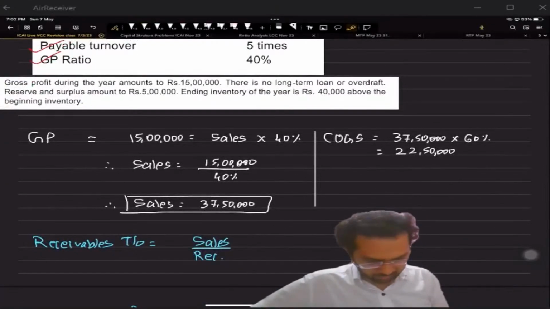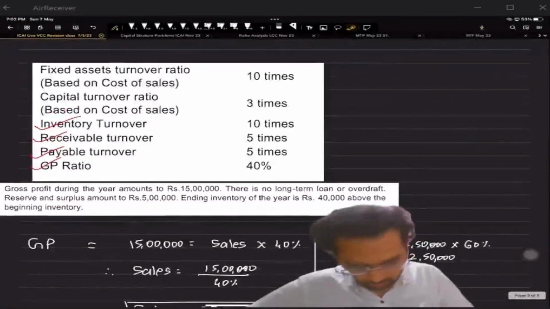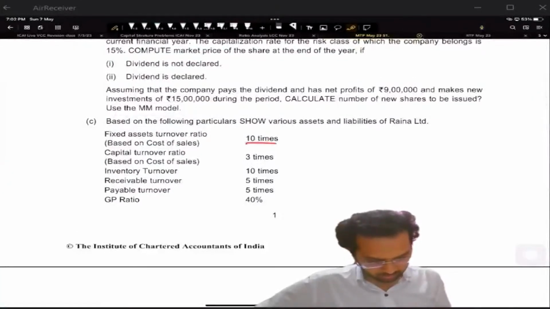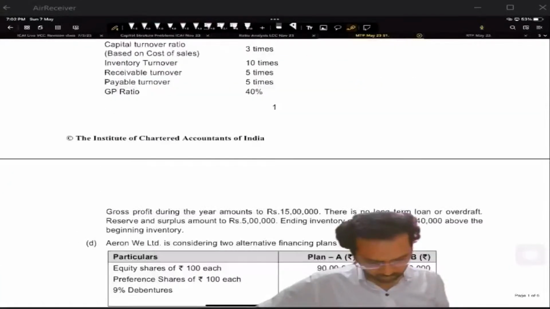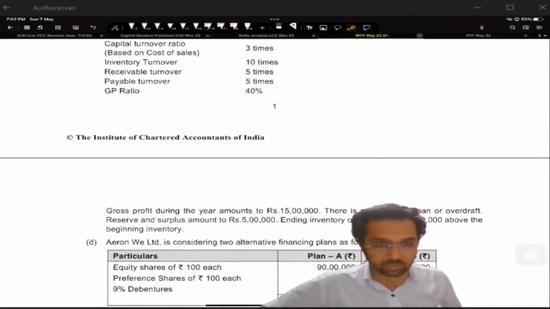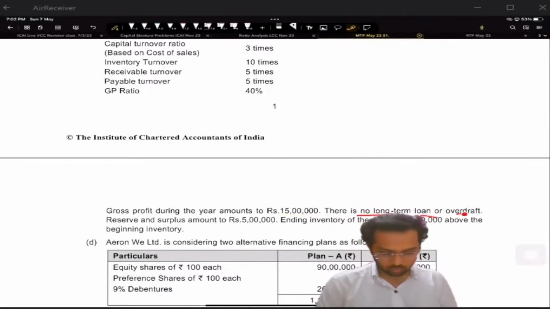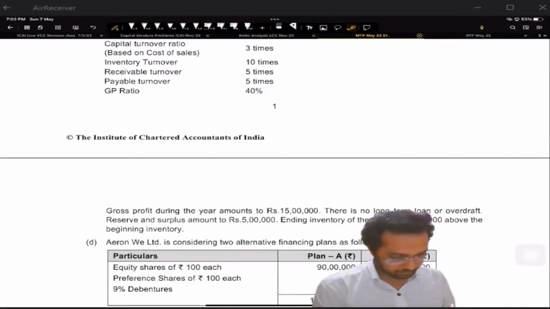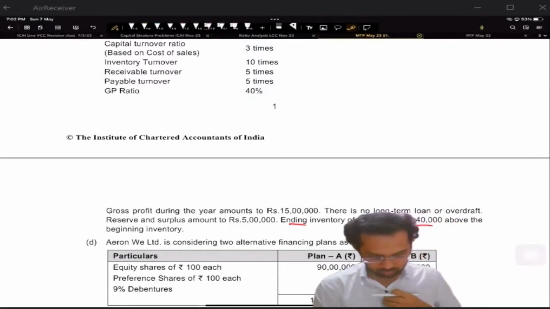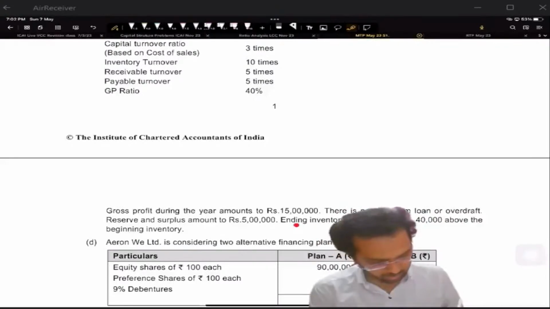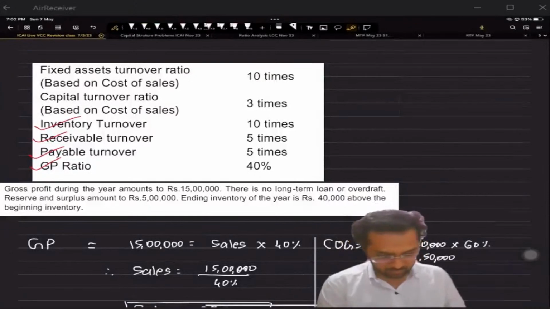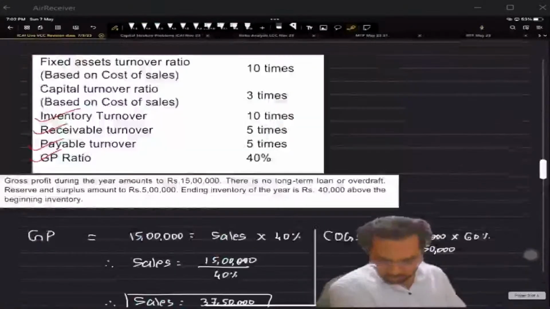We got the sales to be correct, 30, or have I copied it incorrectly? Just see. 10 times, 3 times, 10 times, 5 times, 5 times, and 40 times. Gross profit for the year is 15 lakh, no long-term loan or overdraft. Reserves and surplus of 5 lakh. Ending inventory is 40,000 above the beginning inventory. So we have taken it on similar lines. Where have we gone wrong? I'm really surprised.